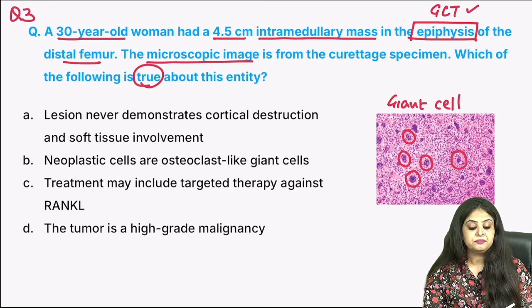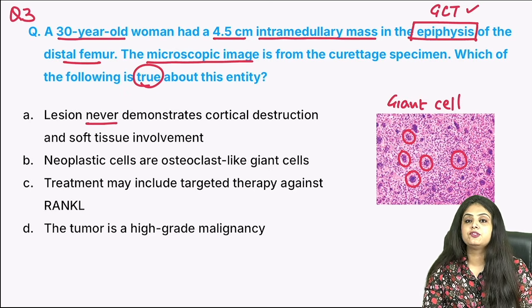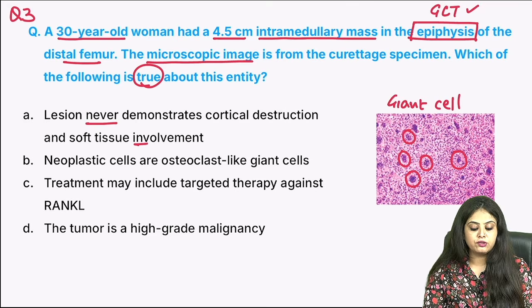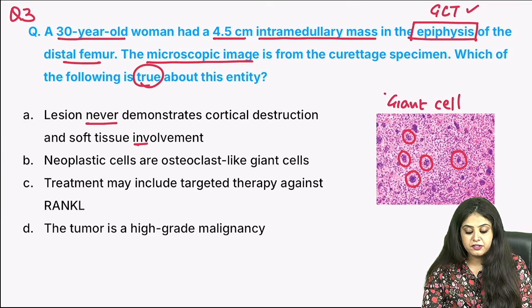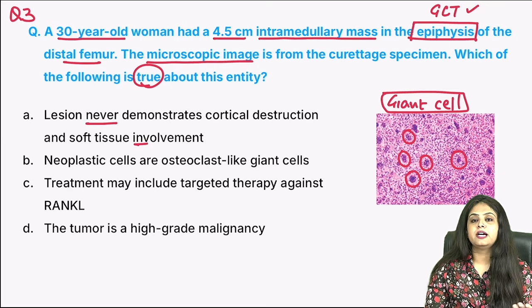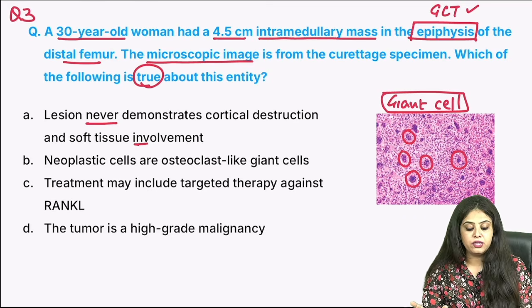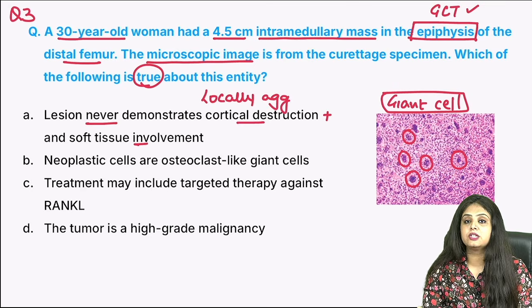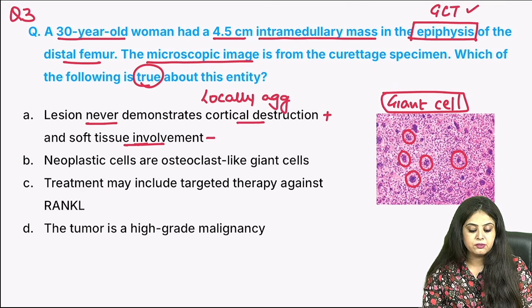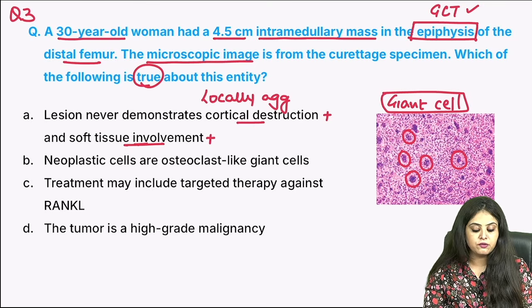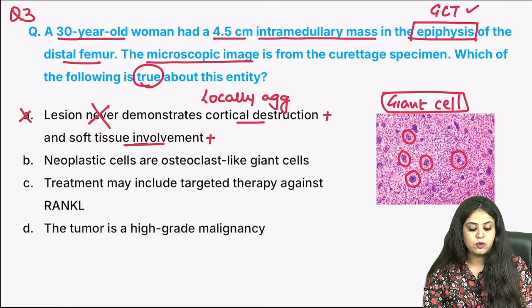So let's read. The lesion never demonstrates cortical destruction or soft tissue involvement. See, now first you'll have to tell me, is giant cell tumor a benign tumor or a malignant tumor? Because we tend to categorize it somewhere in between. It is an indeterminate or an intermediate category. So we tend to call this tumor locally aggressive. So can it show cortical destruction? It can. Can it show sometimes soft tissue involvement? It can. So this obviously becomes a wrong statement. Option A is ruled out.